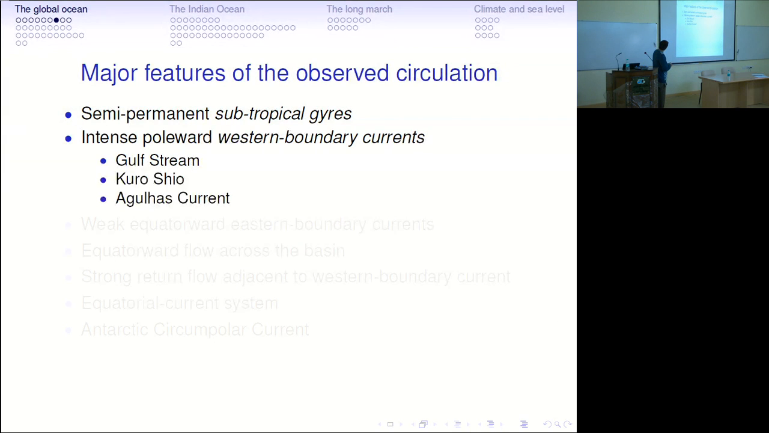These gyres are marked by intense poleward western boundary currents. So the western boundary of the ocean, the eastern boundary of the continent. The currents flow poleward and they're intense. The Gulf Stream is in the Atlantic, the Kuroshio is in the Pacific, the North Pacific, and the Agulhas Current is in the Southern Ocean. You have the Brazil Current and the East Australian Current as the other two major western boundary currents.